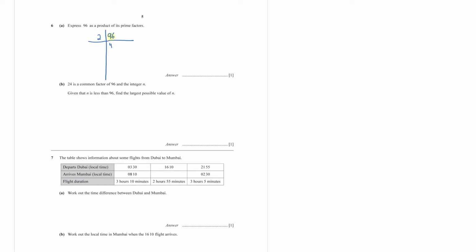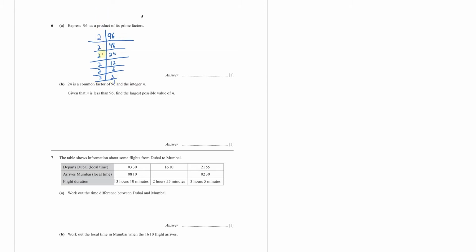2 4s are 8, 2 8s are 16, 2 16s are 32, and so on. Again divisible by 2, 2 2s are 4, 2 4s are 8. Again divisible by 2, you get 12. 2 again, you get 6. 2 again, you get 3, and now 3, and then you get 1.